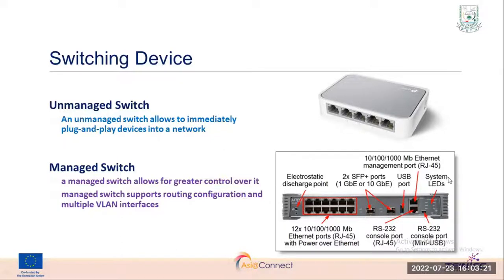Here is a switch. Basically, it has a system LED, an RS-232 console port, mini USB, Ethernet RJ45 connectors, an RS232 console port with RJ45 connectors, and USB ports. It has two SFP ports with 1 GB to 10 GB, and there are 12 1000 MB Ethernet ports with RJ45 connectors for outgoing connections, and electrostatic discharge points are there. A managed switch allows for greater control over it.